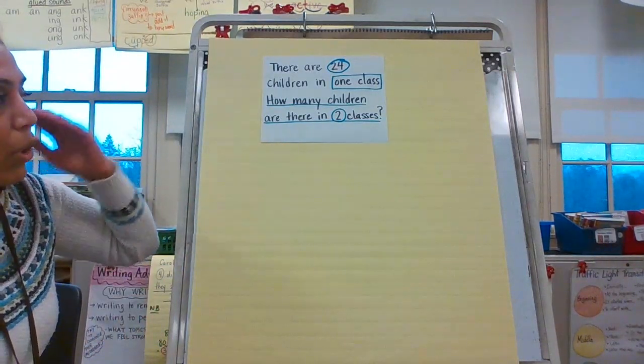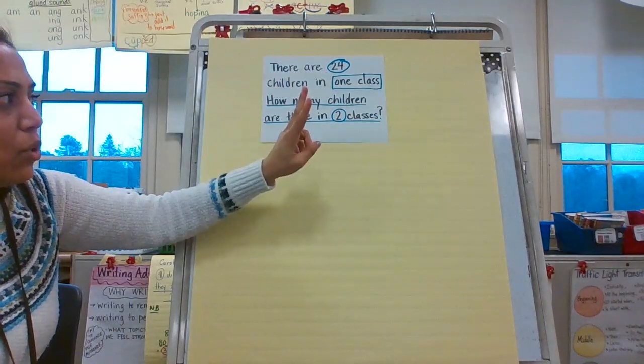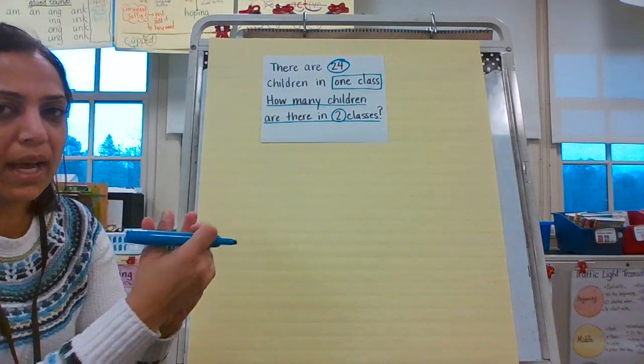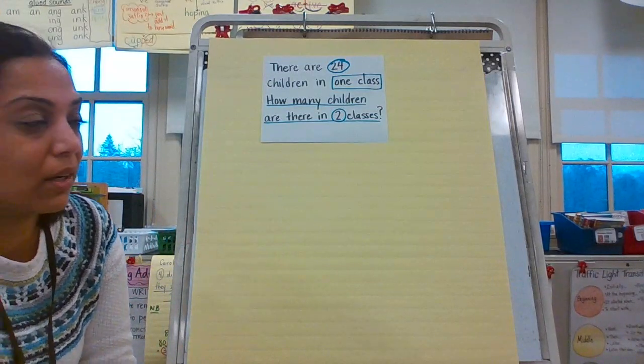So I'm going to think about what do I need to do here? It looks like there's 24 children in one class. In two classes, it seems like there's two groups. One group, two groups, two classes, and in each group there's 24. It looks like I might need to multiply here.